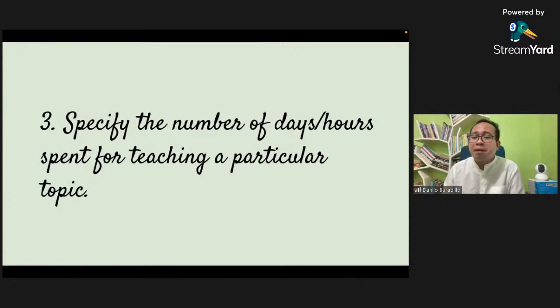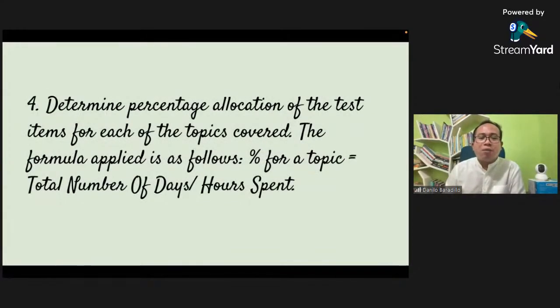Now, some schools are not including this in the table because they can find it in the syllabus, like how many days or hours are allotted to this topic. So sometimes it is specified in the TOS, but others do not, because, as I said, they can find it in their syllabus. Okay, next, determine the percentage allocation of the test items for each of the topics covered. The formula applied is as follows.